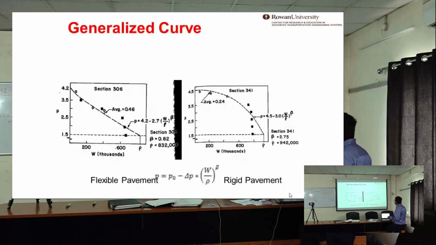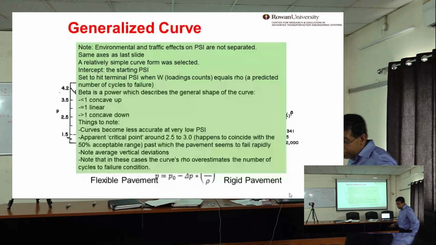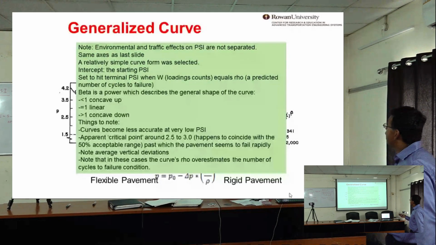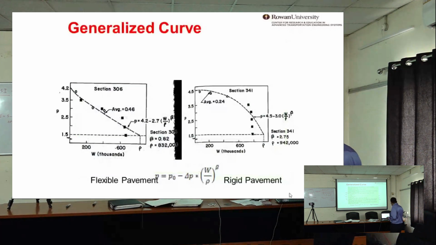So first steps were here. P is equal to P naught minus delta P. W is the number of ESALs, and that's the drop. Environmental and traffic effects on PSI are not separated. Same axis as the last slide. Intercept is the starting PSI. What does it mean? The y-intercept is the starting PSI.